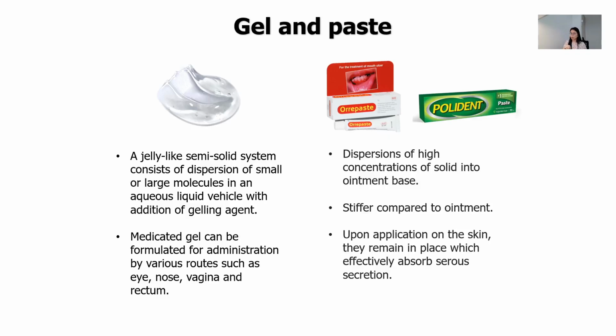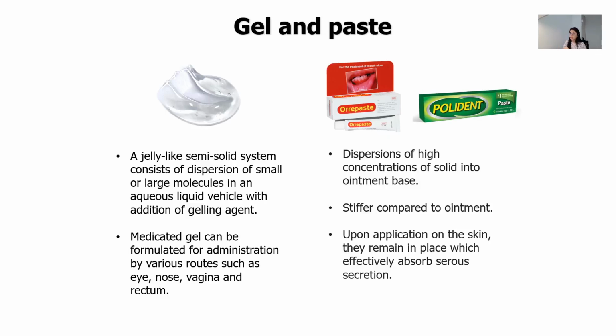Medicated gel can be formulated for administration by various routes, meaning it can be administered in many ways: into the eye, into the nose, into the vagina, into the rectum. So gel can be formulated in different ways so that it can be administered to different locations within the body.